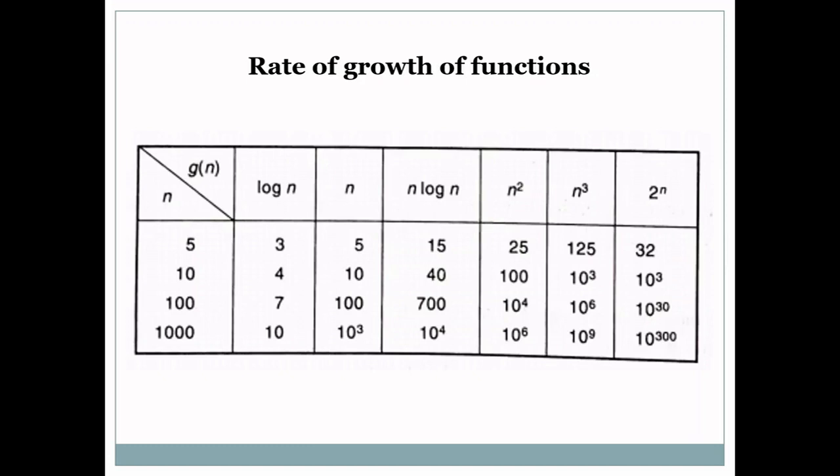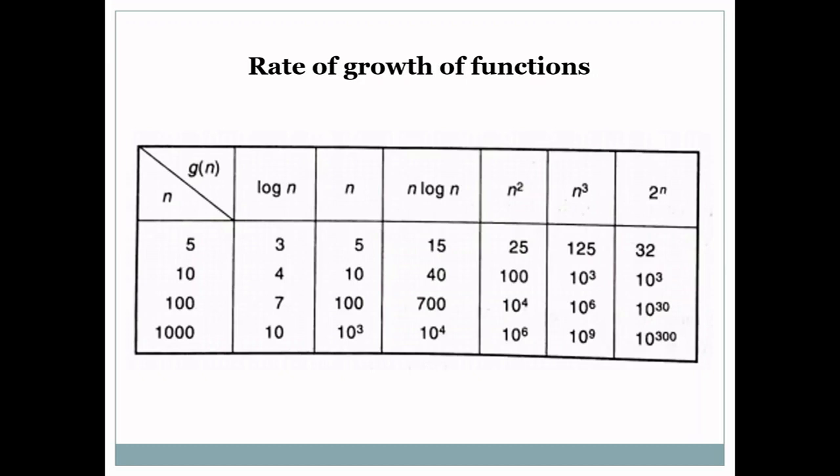If the complexity is n, then it takes 5 comparisons for 5 numbers. If it is n log n, then it will be 3 into 5, that is 15. If it is n square, then it will be 5 square, that is 25. N cube will be 125 and 2 raised to n will be 32.